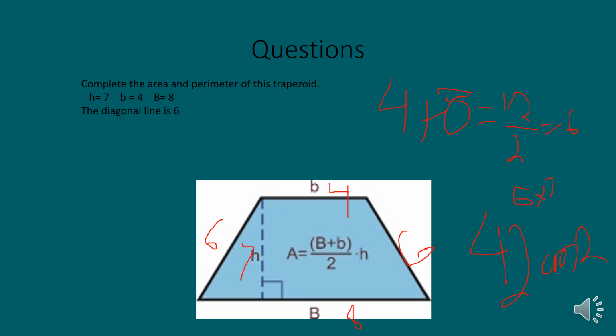And now let's do the perimeter of the question. It's 6 plus 6 plus 8 plus 4. So what's 8 plus 4? We know that's 12. And we know 6 plus 6 is 12. So then that puts our final answer as 24. And 24 centimeters is the perimeter. Okay, guys, I know you guys got that question right.